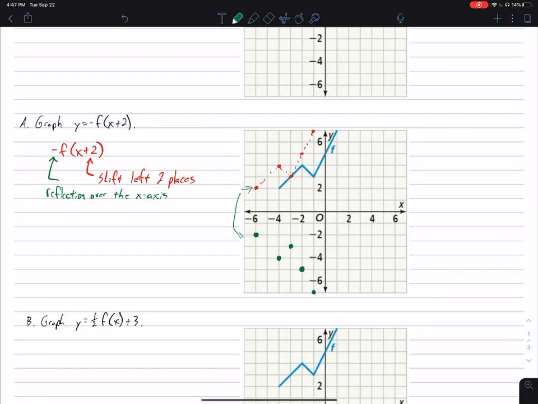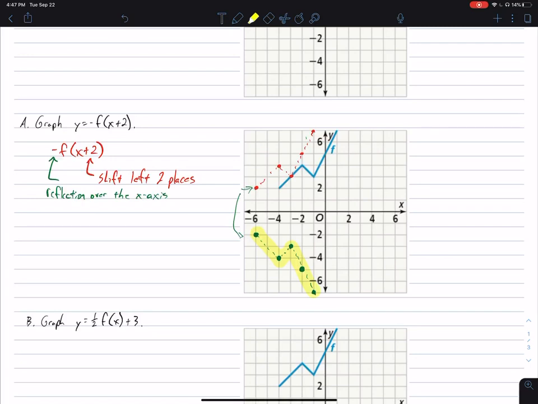So now my graph here, I'm going to connect the dots, and it should be a mirrored version of that red one. All right, so we started with the blue, we shifted it left 2 places, and then we've reflected it over the x-axis. So this final piece here, this would be my final graph.